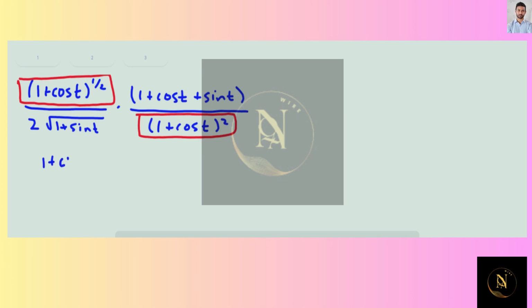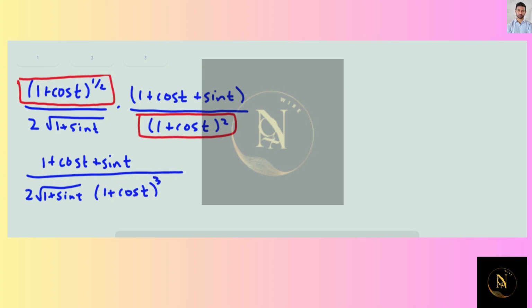So this is what we saw in the last slide. So we're combining that term and this term by subtracting the powers, and we end up with 1 plus cosine t plus sine t over 2 times the square root of 1 plus sine t times 1 plus cosine t to the 3/2 power. And then we say to ourselves, well, this is inconsistent. We have one of them with a square root sign and one of them not with a square root sign. So we say that's okay.